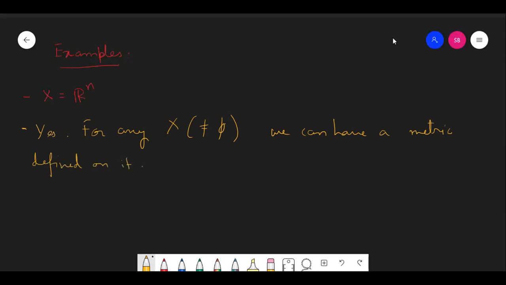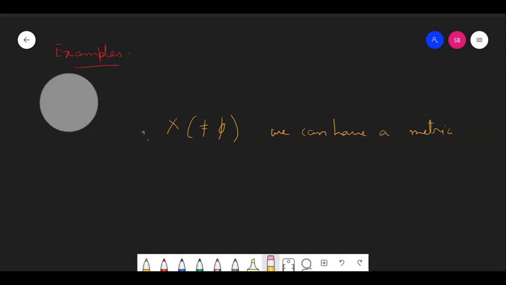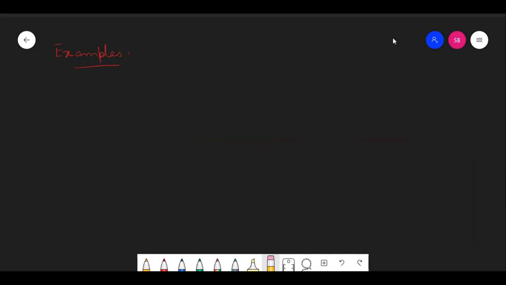Again, you can just stop the video for a few minutes and think about how we can define a metric on X in general, for any general X. In our next example, we are going to see how, for any general set X, we can define a metric on it. So let's say it is example number 5.